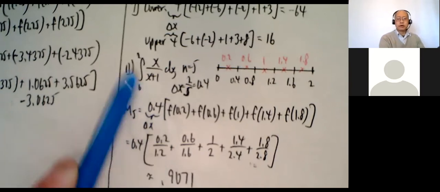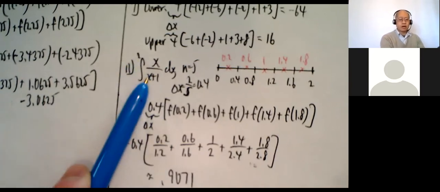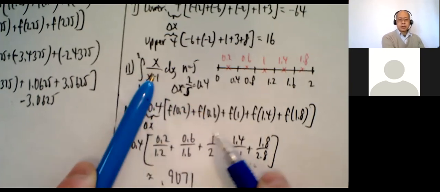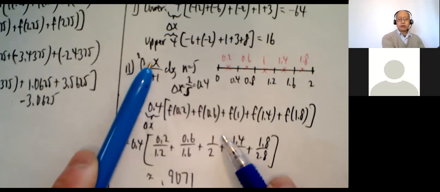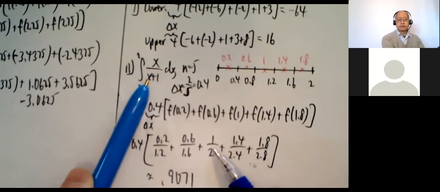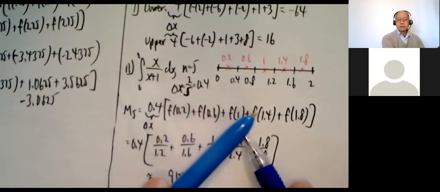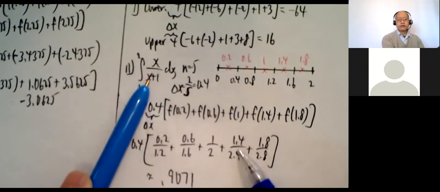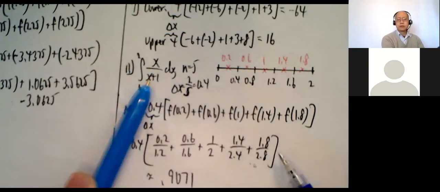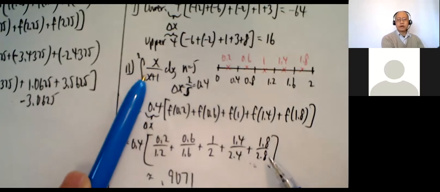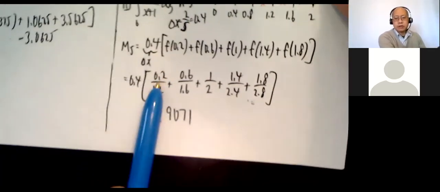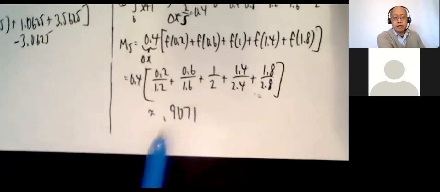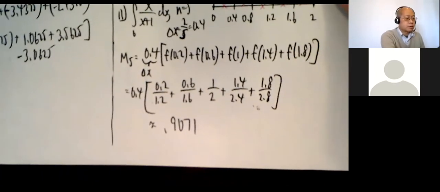Okay, so what's f of 0.2? 0.2 divided by 1.2. Plug in 0.6. 0.6 divided by 1.6. Plug in 1. 1 over 1 plus 1, 2. Plug in 1.4. 1.4 over 2.4. Plug in 1.8, 1.8 over 2.8. Okay, and again, I won't take up class time to punch it in a calculator. You can do this as well as I can or better. Roughly 0.9071.